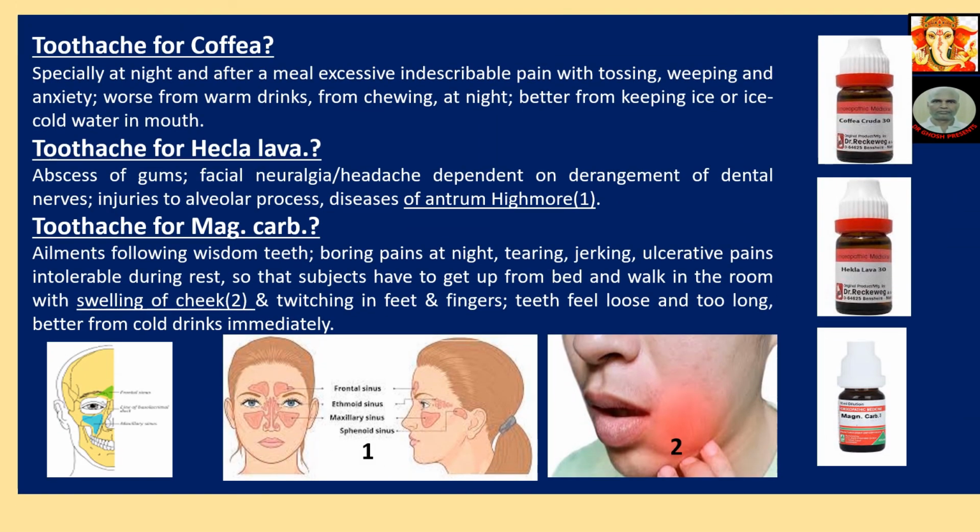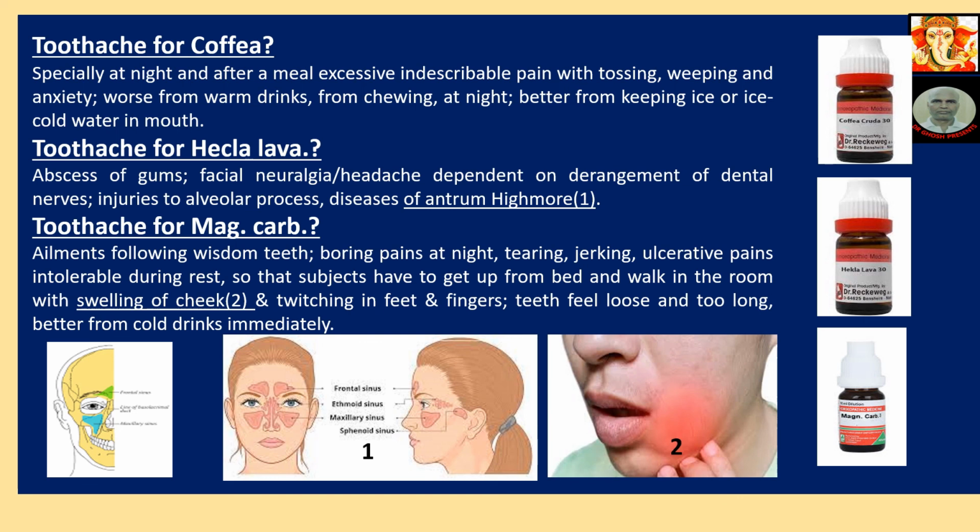Toothache for Coffea or Coffea cruda, especially at night after a meal, excessive indescribable pain with tossing, weeping, anxiety. That is, patient tosses, weeps, and is in an anxious state. Worse from warm drinks, from chewing at night, better from keeping ice or ice water in mouth. Toothache for Hekla lava, abscess of gum, facial neuralgia, headache, derangement of dental nerves, injury to alveolar process, diseases of the antrum of Highmore.